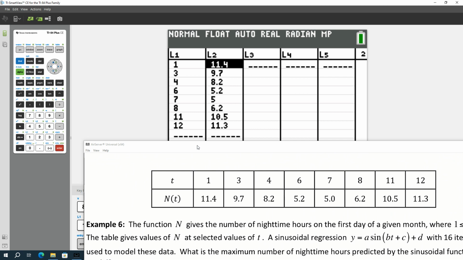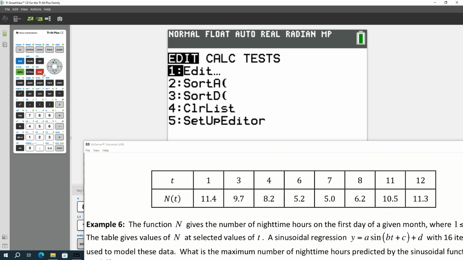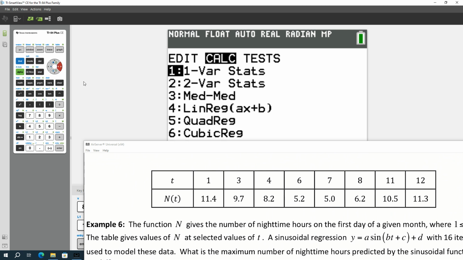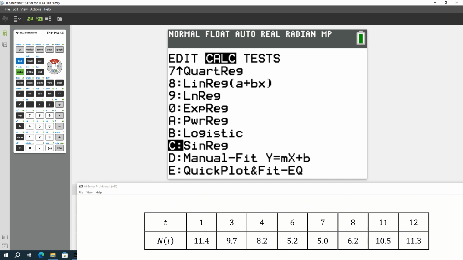Now you guys know I like to store these regression equations in y equals, Y1. For some reason, the sinusoidal won't do that if there's something in there. I don't know why. So you just go to your Y1 and clear out anything that's in there. All right, and then we're going to do stat, go over to calc and then start scrolling up. Scrolling up, you might get there faster. When you scroll up to C, that's the sinusoidal regression.